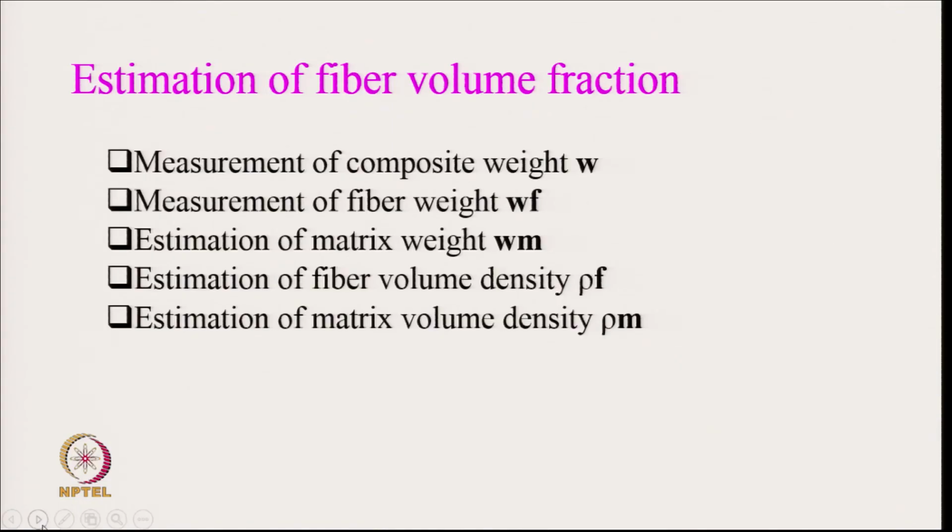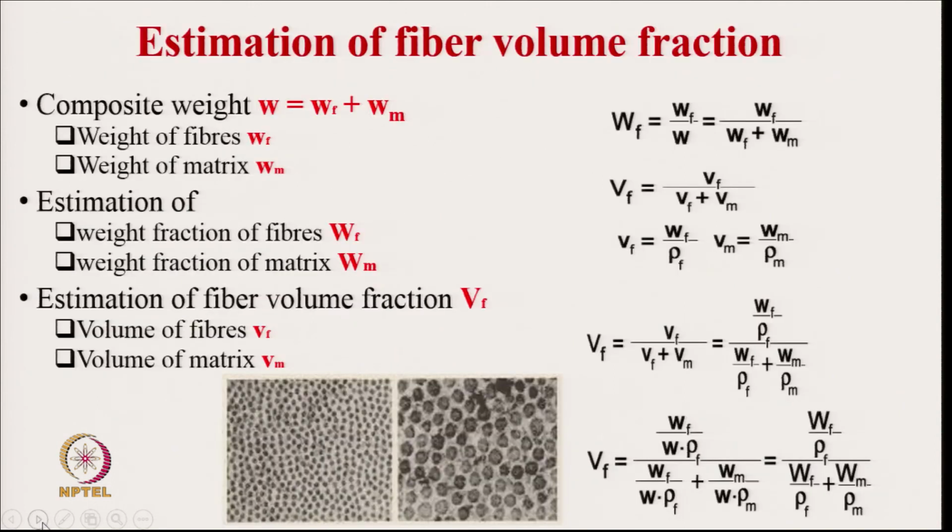So, we have to assume some notations. Let us say the weight of the composite is W, fiber weight is Wf, matrix weight is Wm, fiber volume density is rho f, matrix volume density is rho m. Then you can calculate the fiber volume fraction by this formula. First you calculate the composite weight, which is the weight of the fiber plus the weight of the matrix. Then you estimate the weight fraction of the fiber, capital Wf. Similarly, the weight fraction of the matrix, capital Wm. Then you calculate the fiber volume fraction, capital Vf, from the volume of the fiber, small vf, and the volume of the matrix, small vm, by using this formula.